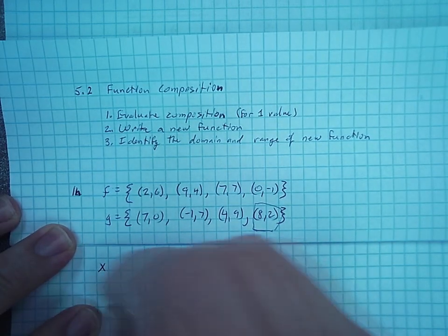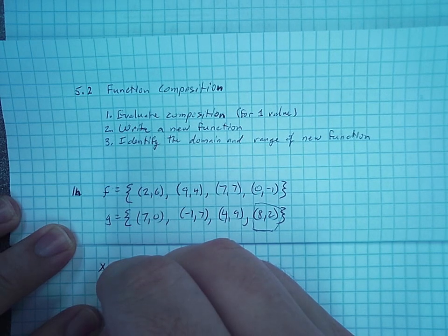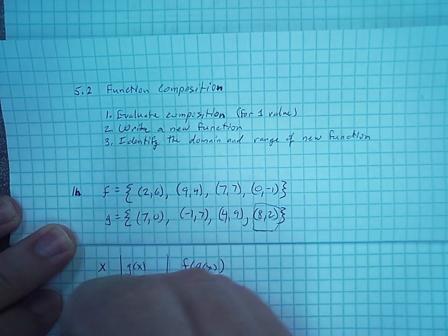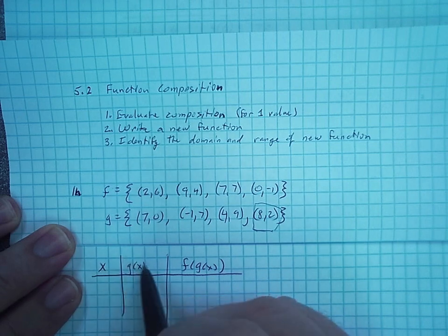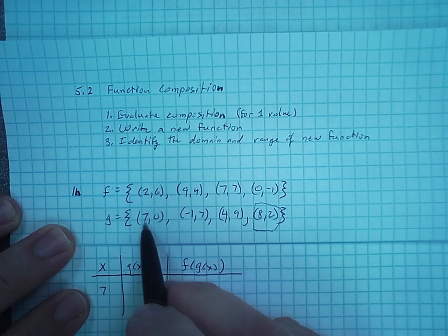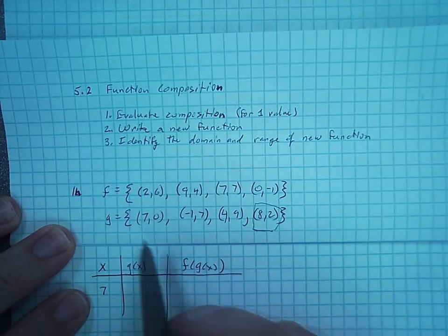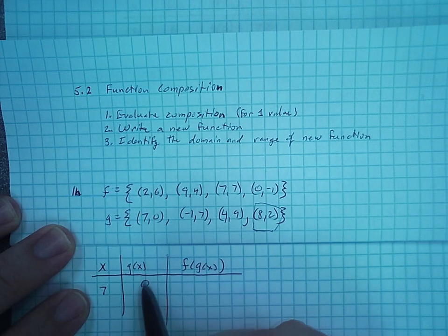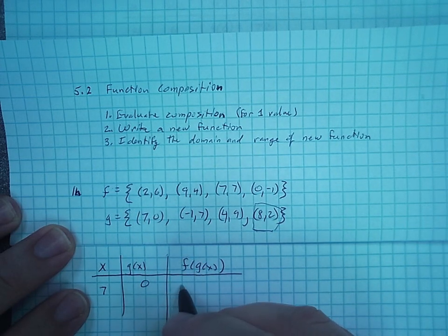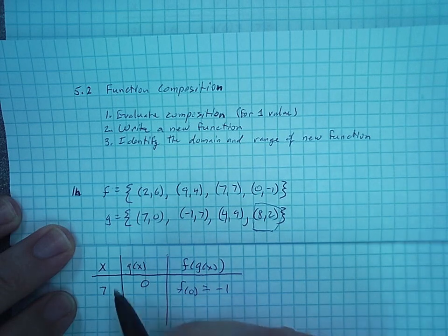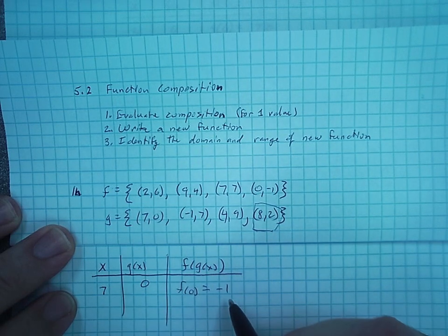Now I'm going to do f of g of x first. The first thing I'm doing is taking x values and sticking them into g. So I'm going to start with 7. If I stick 7 into g, the answer should be 0. That's how these points work: you're sticking in the ones on the left, you're getting out the ones on the right. So if I stick 7 into g, I get the answer 0. I take that answer, 0, and stick it into f. So this is f of 0, which is negative 1. So if I stick 7 into f of g of x, I get negative 1.